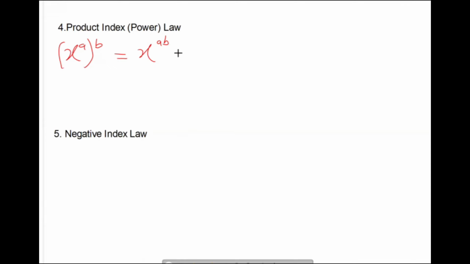ab. For example now, if I say 2 raised to the power of 2, everything raised to the power of 3. So what I'm just saying is that for easy answer, just multiply the power. 2 multiplied by 3, that's 6. Just 2 to the power of 6.